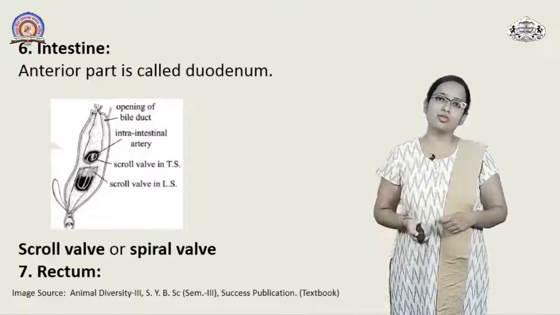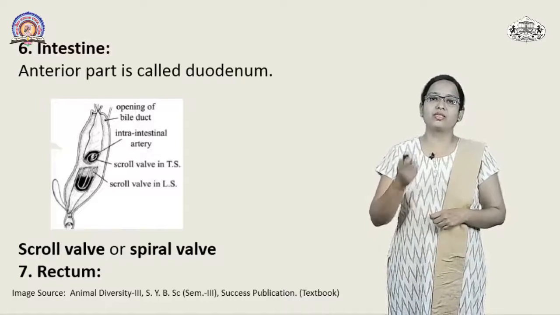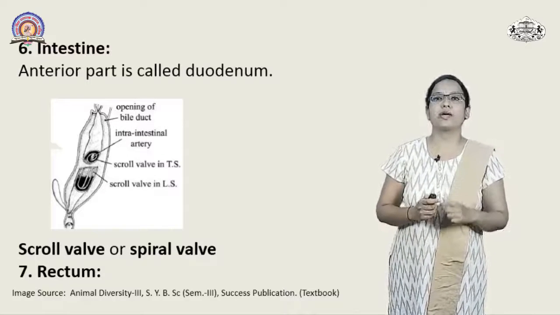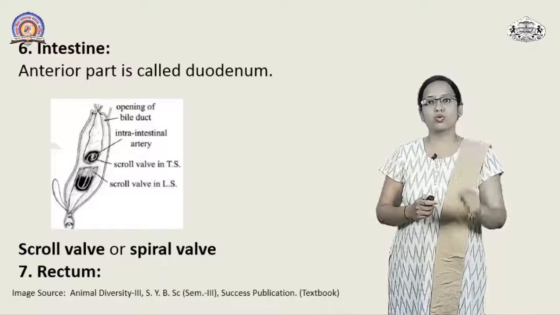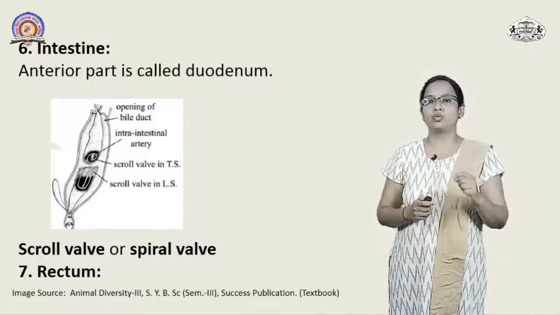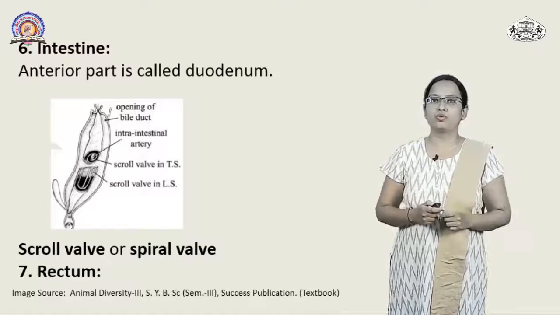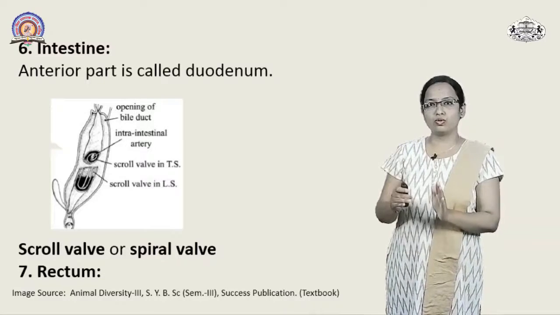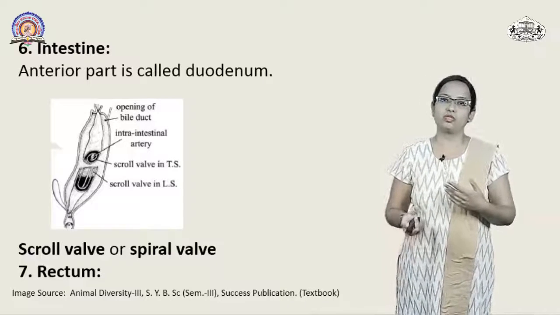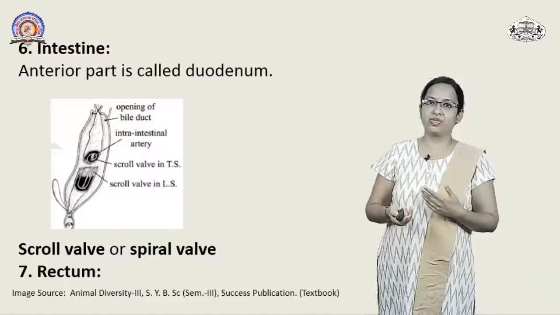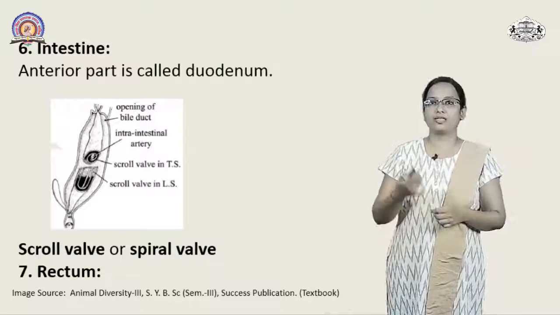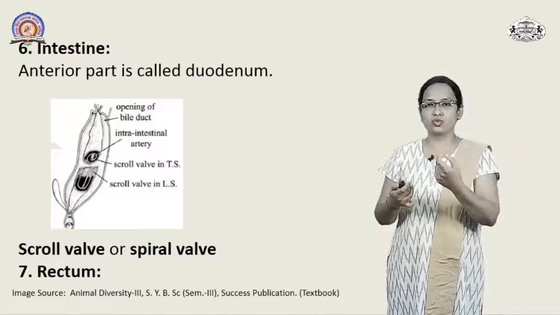What is the reason for this fold? This fold is going to increase the area for absorption. It will also aid in slowing down the movement of food through the intestine. If the movement of the food is slowed down, there will be more absorption occurring over here. Now the anterior part of the intestine will also be referred to as the duodenum because it receives these two ducts.